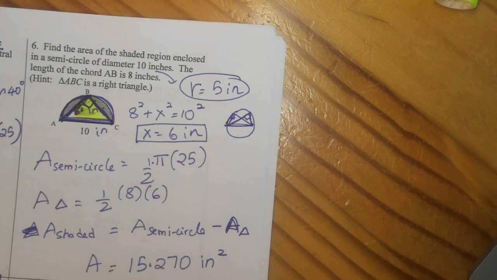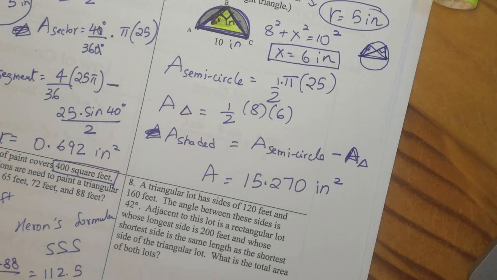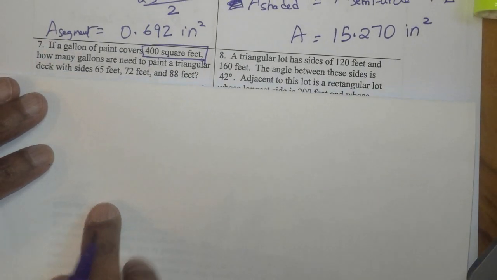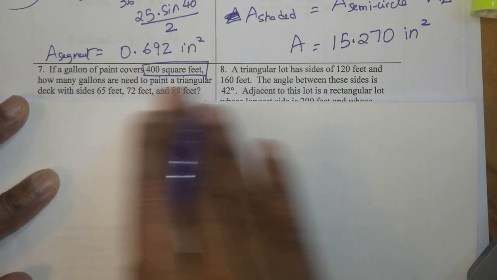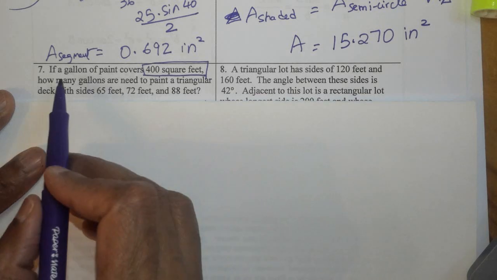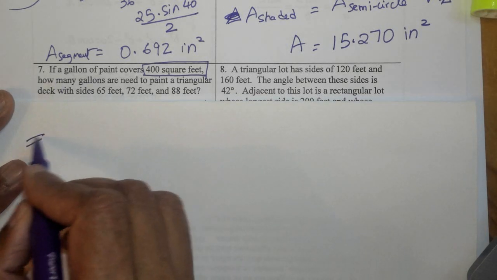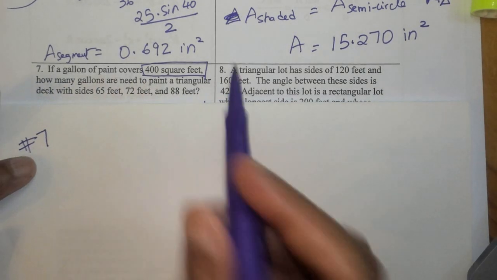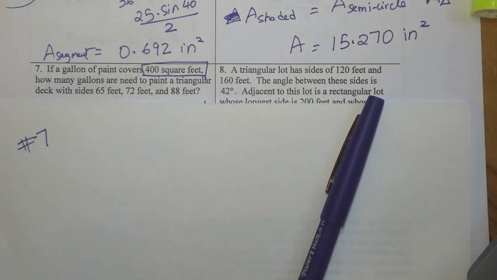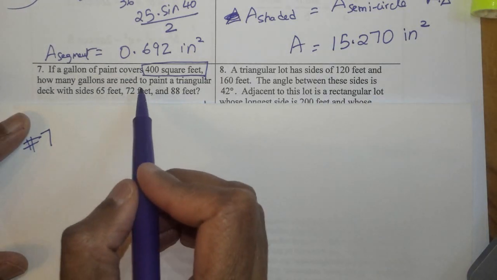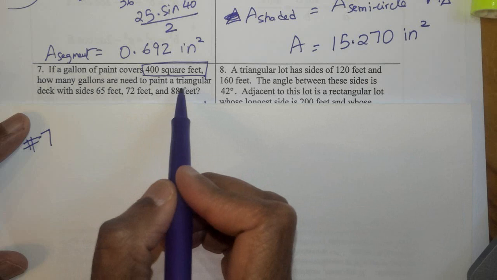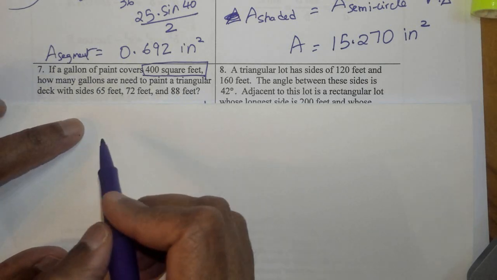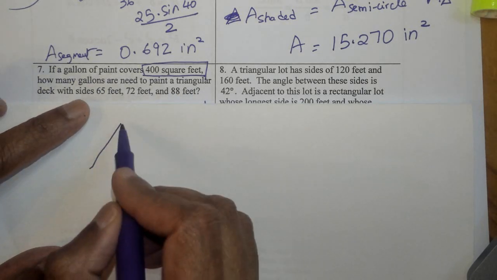And then let's do one more, because these word problems are actually ones you see a lot. Okay, let's look at number 7. It says if a gallon of paint covers 400 square feet, so 1 gallon of paint covers 400 square feet, how many gallons are needed to paint a triangular deck? I've never seen a triangular deck, but I'm assuming it exists.